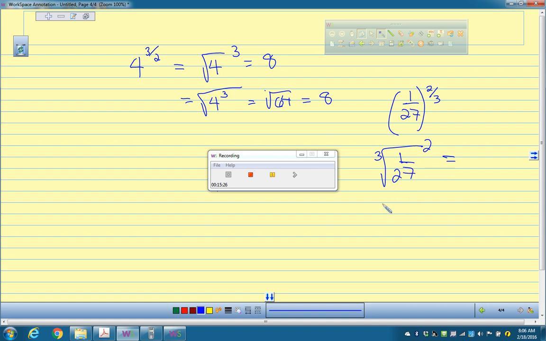Because 1/3 times 1/3 times 1/3 gives you 1 over 27. So the cube root of 1 over 27 is 1/3. And then I'm going to square that. When I square a fraction, I get 1 squared over 3 squared, which is 1/9. Yeah? You get it? Okay.